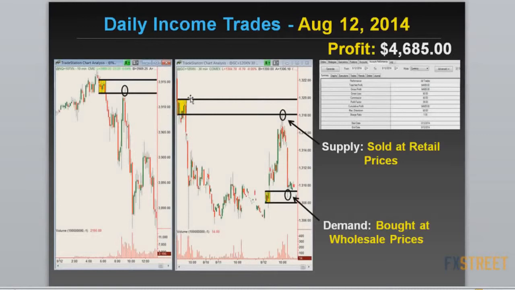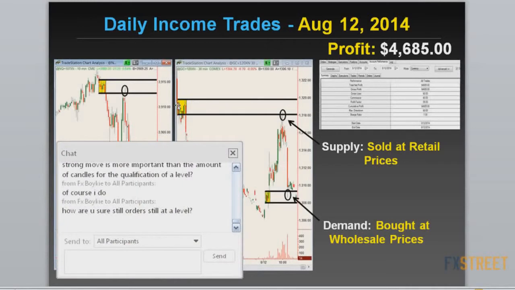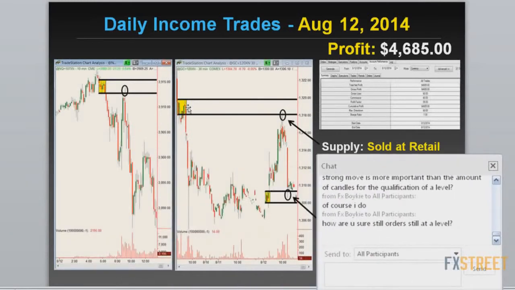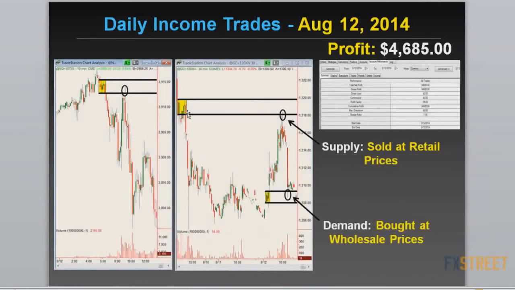Okay, Boyke, good question. How are you sure there's still orders at that level? Well, whoever was selling gold here, we know that they didn't fill all their orders because prices only traded here for a short period of time and then fell away. Another way to help understand it is to consider the opposite. If supply and demand were in balance here, if there was equilibrium here, wouldn't prices just keep trading sideways? They would, but they couldn't. Why? Because there's much more supply than demand here.